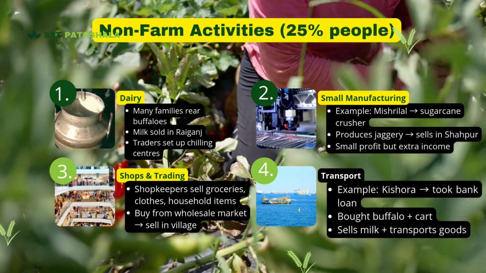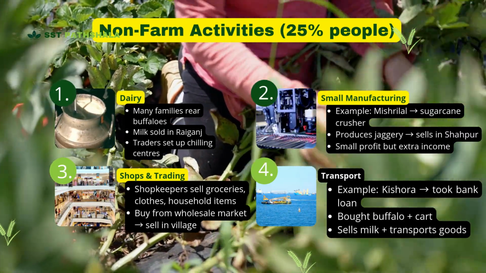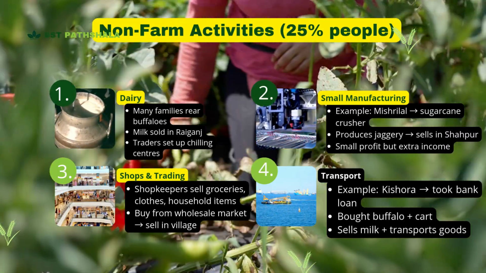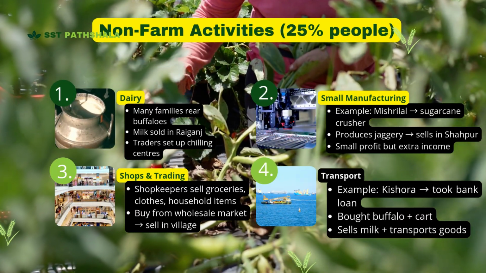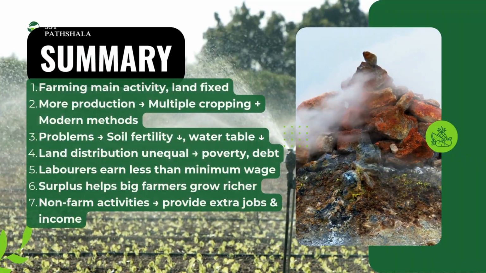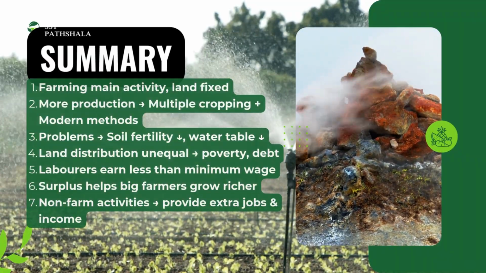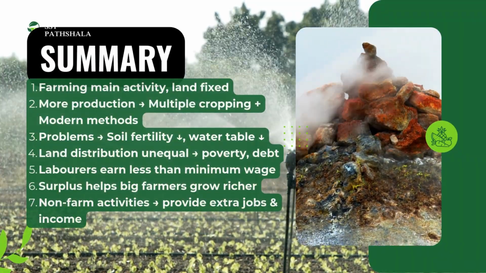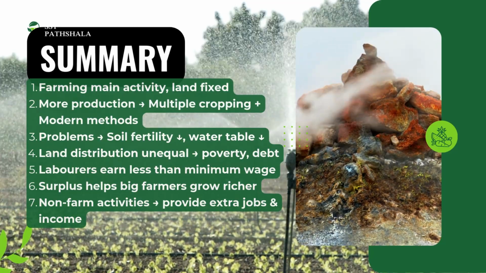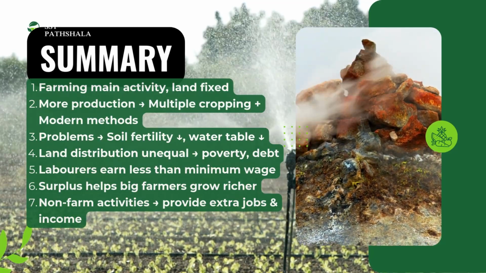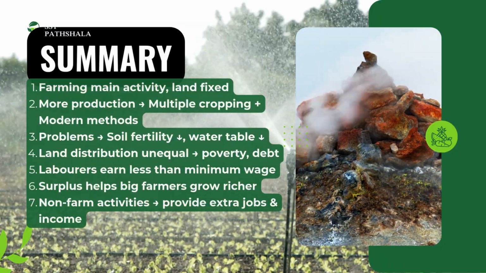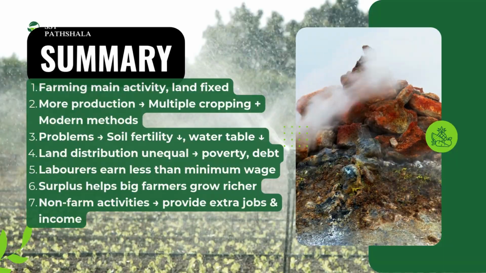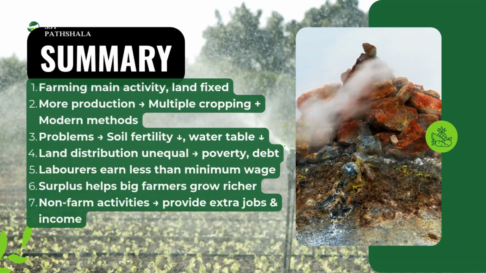So, what is the conclusion of this chapter? So, friends, the story of Palampur gives us some very important lessons. Farming is the main activity, but land is limited. Multiple cropping and modern methods can increase production, but they also require more capital and they harm the environment. Land is unevenly distributed, which makes small farmers poor.